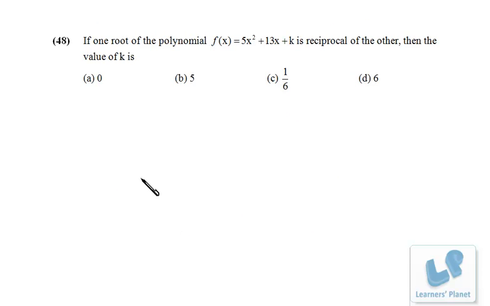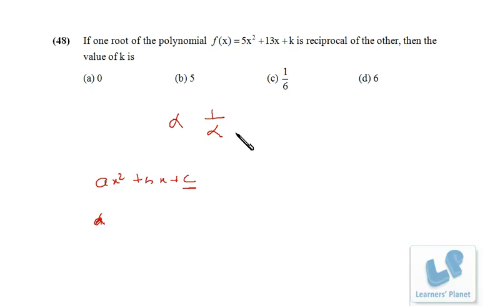Now in this question, if one root of the polynomial is reciprocal of the other, then the value of k is. Now suppose the one root is alpha, that means the other root should be reciprocal of that, that means the other root should be 1 by alpha, right? Now what? Product of the roots is what? If we talk about ax square plus bx plus c, then product of the roots, that's c by a, that is constant term by coefficient of x square.